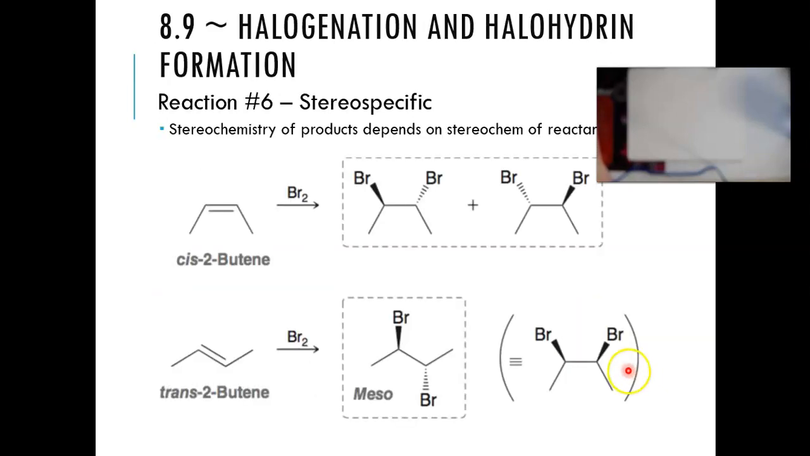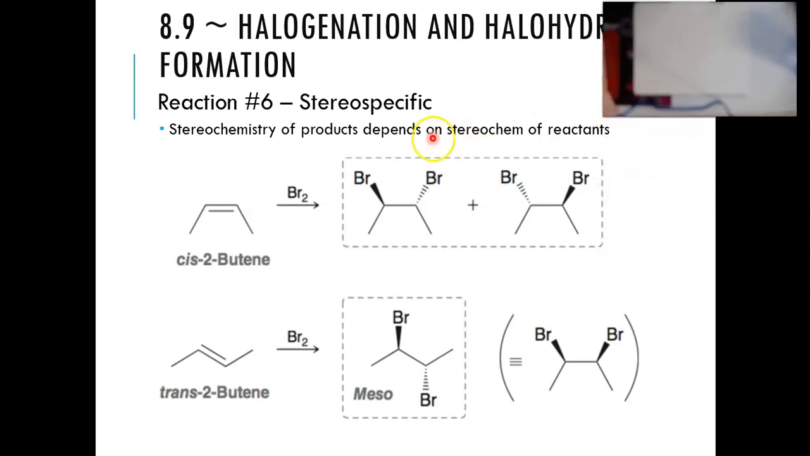Here's a little bit more to show us why it's stereospecific. So when we describe something as being stereospecific, that tells us that the stereochemistry of the products depends on the stereochemistry of the reactants. So for example, if we start with a cis double bond, we add our bromines in a dashed formation, and so we get these as our products.